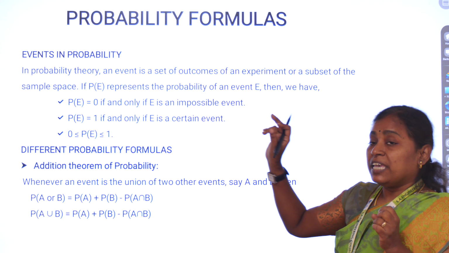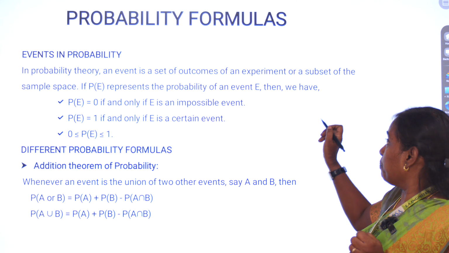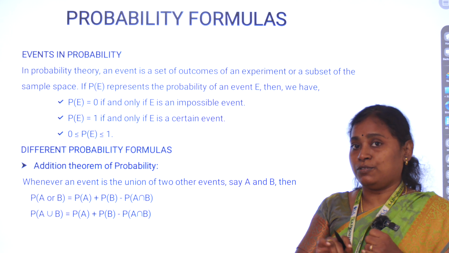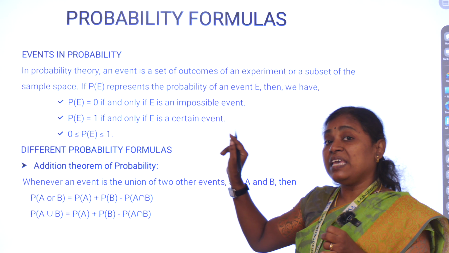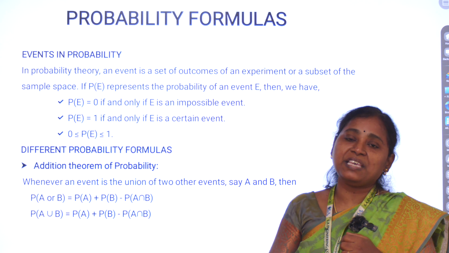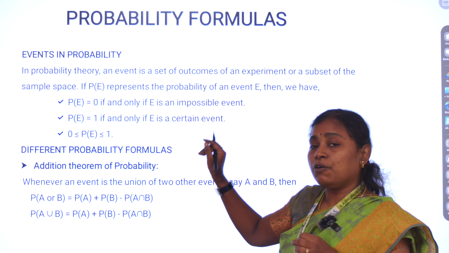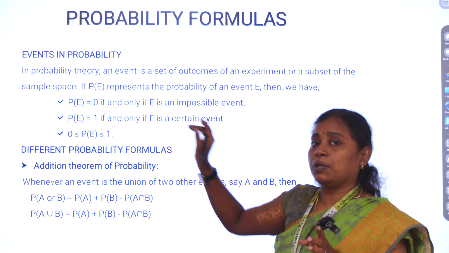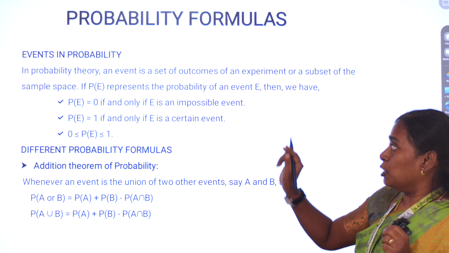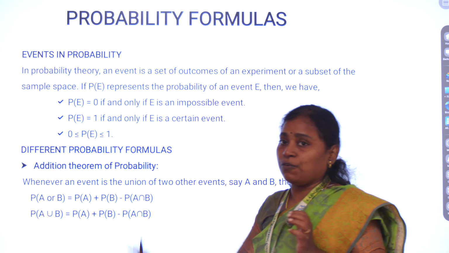Right? Now, if P of E represents the probability of an event, then we should have P of E equal to 0 if and only if E is an impossible event, P of E equal to 1 if and only if E is a sure event, and otherwise P of E should be less than or equal to 1 and greater than or equal to 0. So if E is an event, then the probability of an event can satisfy any of these conditions.